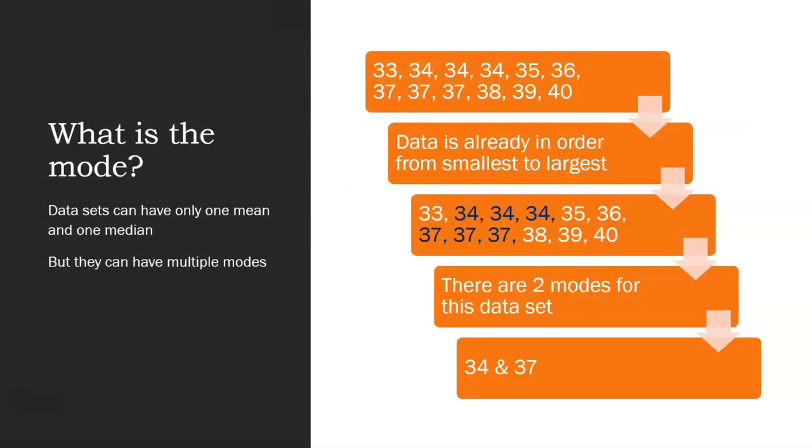In this set, you need to find the mode, and it is worth noting that data sets can only have one mean and one median, but they can have multiple modes. So your data is already ordered from smallest to largest. You just need to pick out your modes, and there are 2 modes for this set. It would be 34 and 37 because they both appear 3 times.